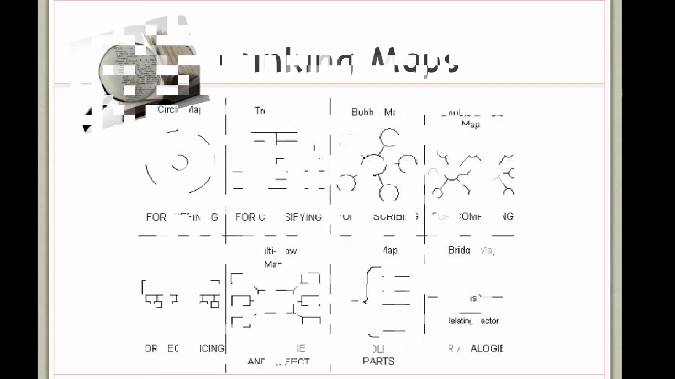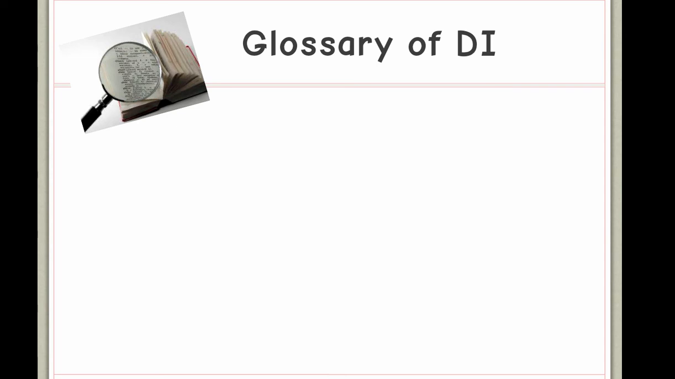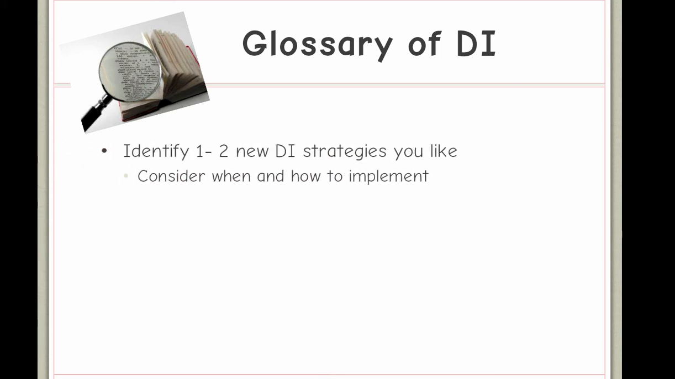So the task that I would love for you to do is to go onto the Moodle, if you haven't done that already, and download the glossary of differentiated strategies. And all I'm going to ask you to do is to read through this. You don't have to memorize it, but read through it and identify a couple of differentiated strategies that you like, that you would like to implement, and think about how you would implement that. Where, what kind of lesson, what subject area would you use that strategy?